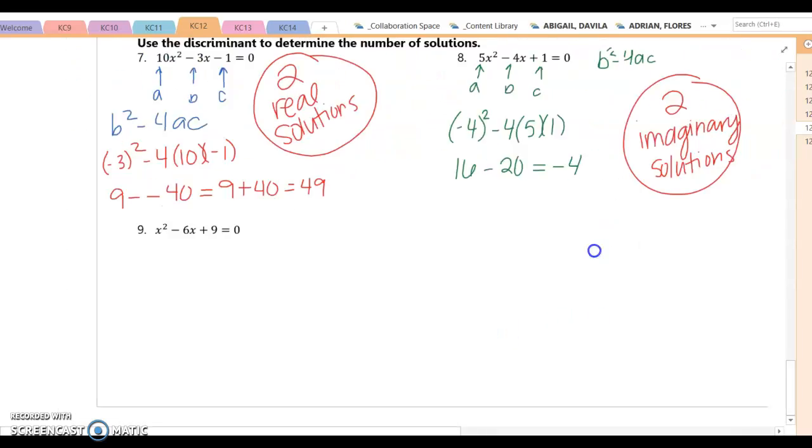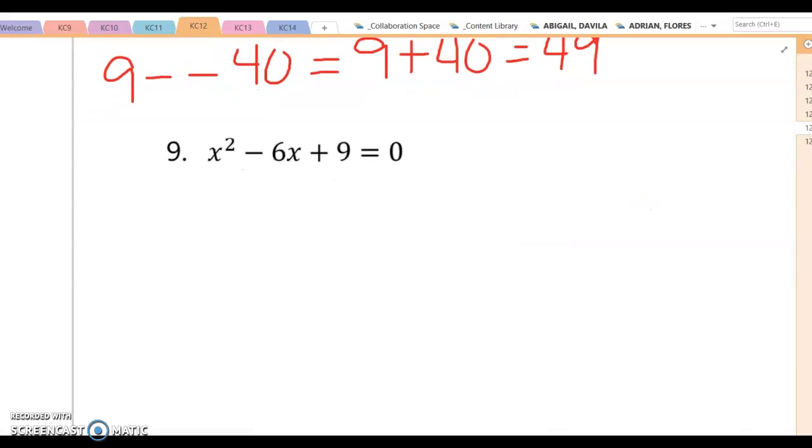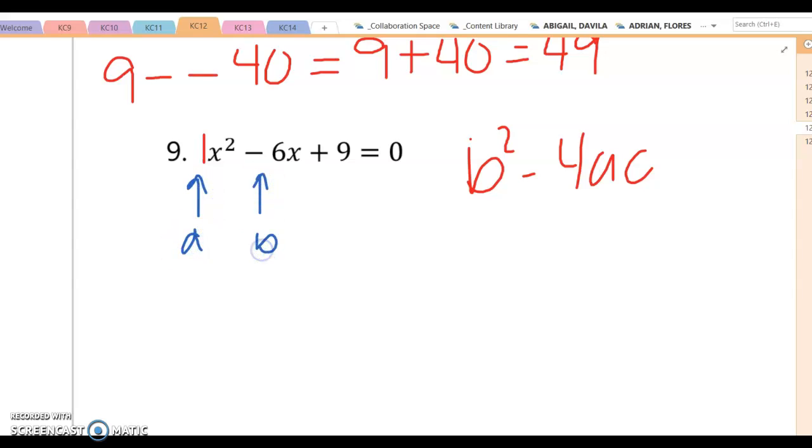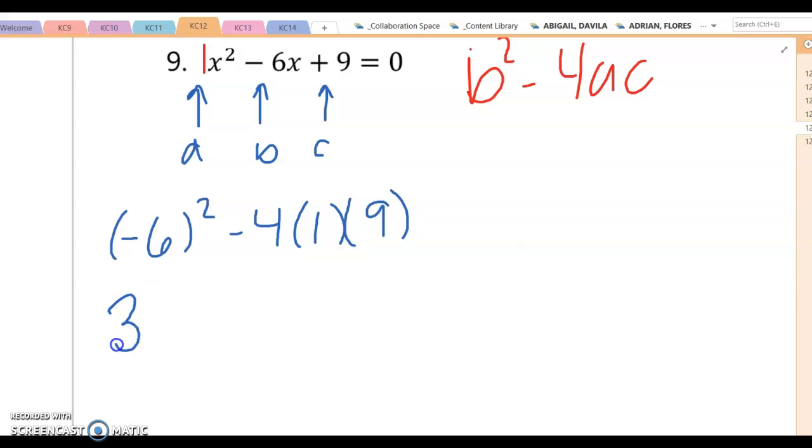Right, and let's just do, I think we only have one more on here. One more. Okay. x squared minus 6x plus 9. So, right, we kind of have an invisible 1. Oh, I'm totally writing that wrong. Haha. b squared minus 4ac. So here's our a. Here's our b. Here's our c. So b squared, so -6 squared minus 4 times a times c. -6 squared is 36, and then minus 4 times 1 is 4, and then 4 times 9 is 36. So we're doing 36 minus 36, which is 0.